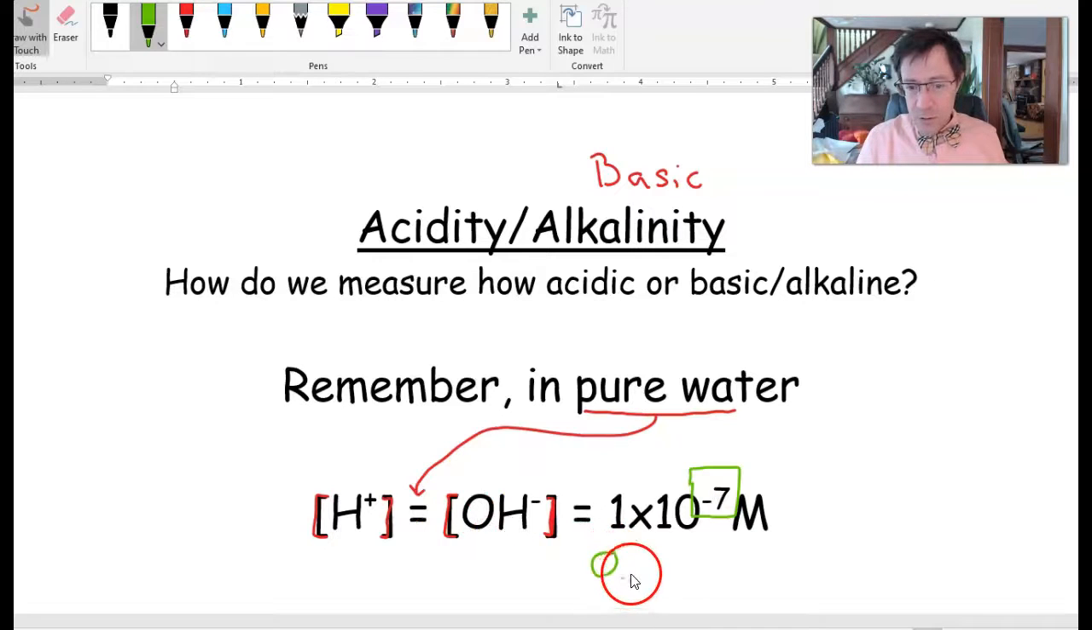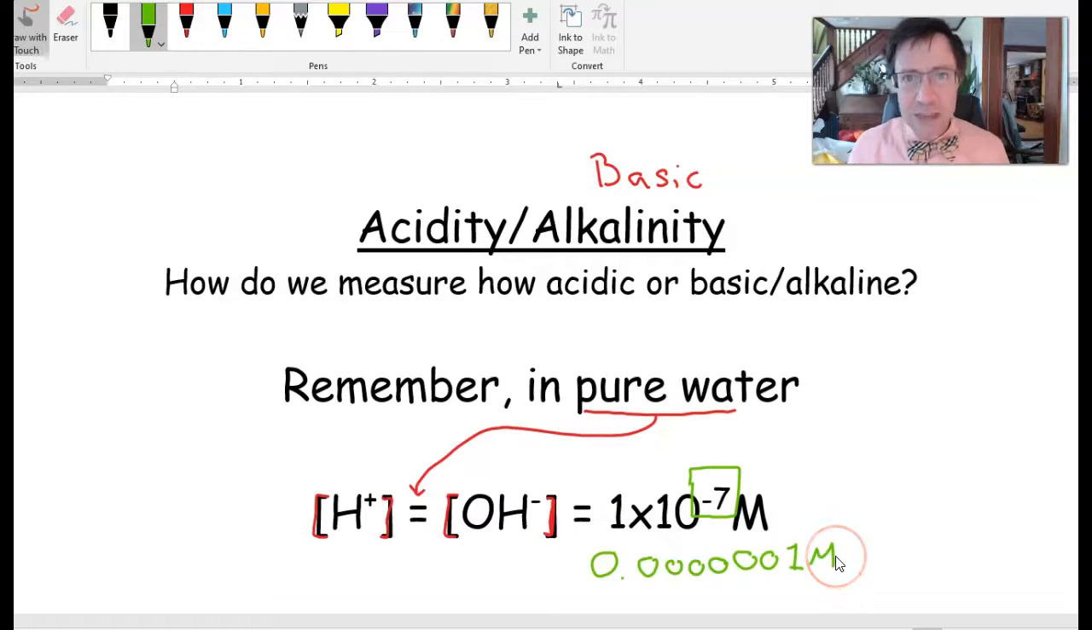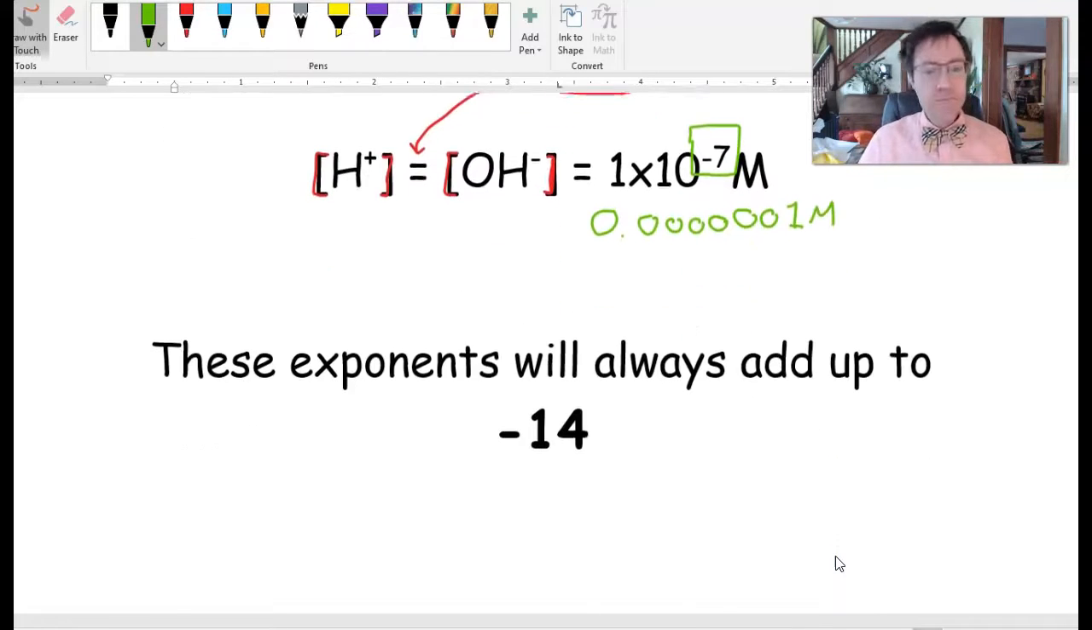Nobody's going to count 1, 2, 3, 4, 5, 6, 1. Nobody wants to write that. That's stupid. I don't ever want to have to deal with a number with that many zeros. You guys should know by now, I would not do well. So we had to come up with a scale to deal with these really small numbers, and we did. It's called the pH scale.